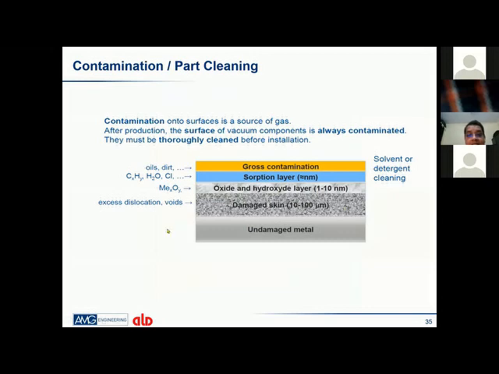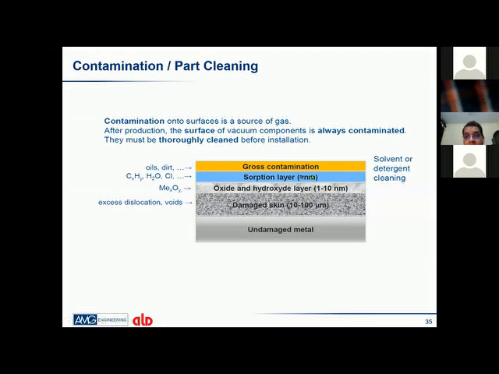With different processes and different applications, there is contamination on the parts themselves. First, there is gross contamination: oils and dirt coming from the atmosphere onto the part. Then there is water and chlorine, the second layer, which is a very fine layer. Then there is the oxide layer. Then there is damage from the different machining operations. Finally, there is the undamaged metal of the part.